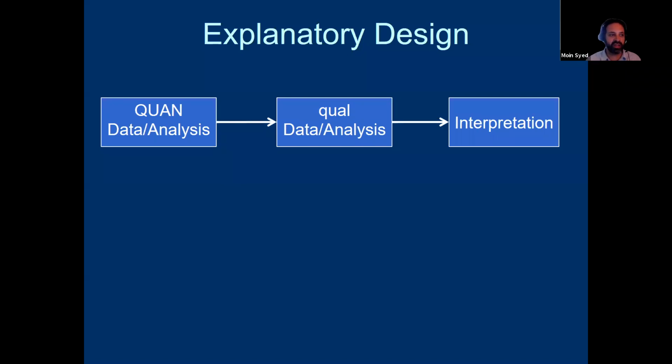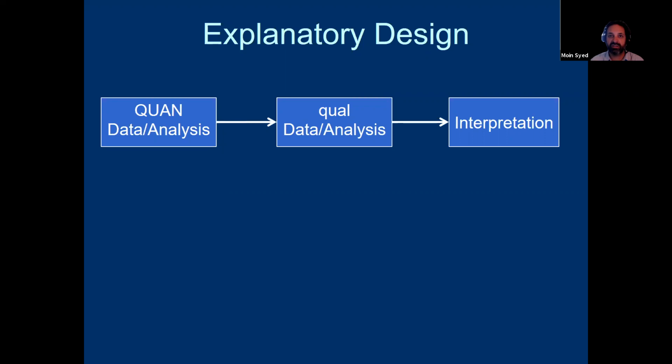Okay, the third design is called the explanatory design. This is also what's referred to as a sequential design, because in this one, the quantitative study is done first, and then subsequently the qualitative study is done.